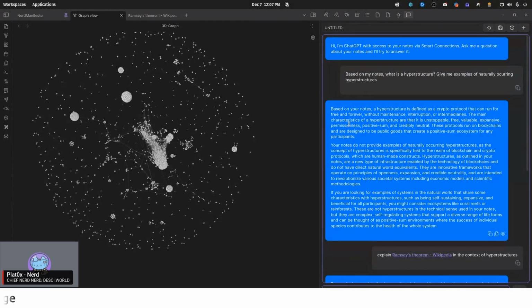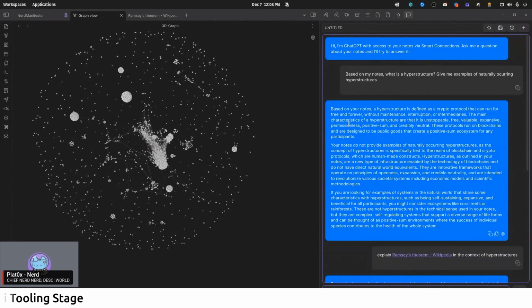ecosystem for any participants. Then the AI does an interesting thing, which is saying that it didn't find any examples of naturally occurring hyperstructures explicitly, but it came up with its own examples. It says, as a concept, hyperstructures is specifically tied to the realm of blockchain and crypto protocols, which are human-made constructs. Hyperstructures, as outlined in your notes, are a new type of infrastructure enabled by the technology of blockchains and do not have direct natural world equivalents. They are innovative frameworks that operate on principles of openness, expansion, and what you said, and are intended to revolutionize various societal systems, including economic models and scientific methodologies, which is why it's relevant today.